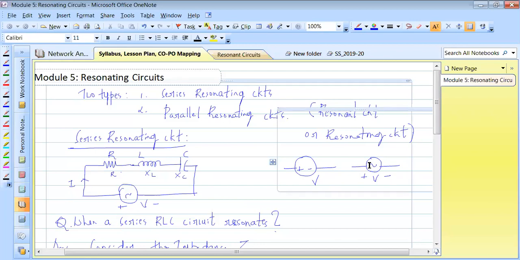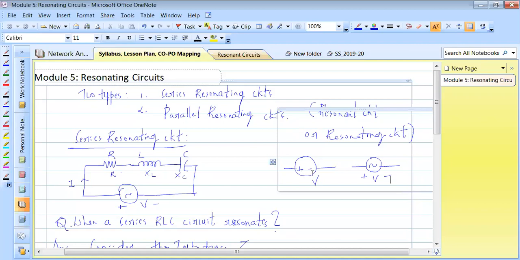Nobody? AC source and DC source. Yes? Who answered? Tell your name. Pratik Shetty, sir. Okay, good, Pratik. You're correct.